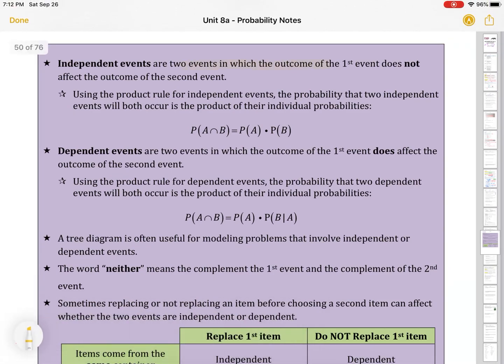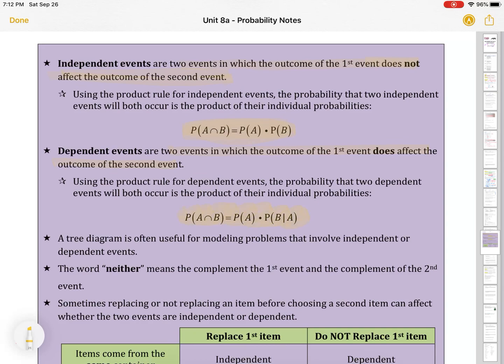All righty. Well, hopefully that makes sense for you guys. Time to practice. So we have independent events and dependent events. Independent events are events in which the first outcome does not affect the outcome of the second. So if we replace cards, we're pulling from 2 different bags, or they're 2 things that don't impact each other, like dice and spinning, or 2 different dice, that sort of thing. We can use the product rule for independent events, and the probability that 2 independents will both occur is the product of their individual probabilities.